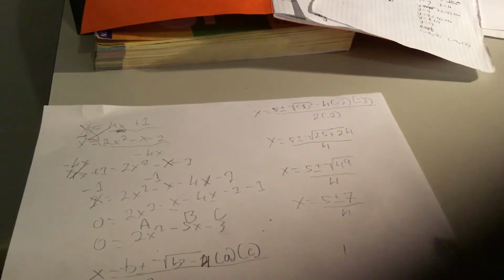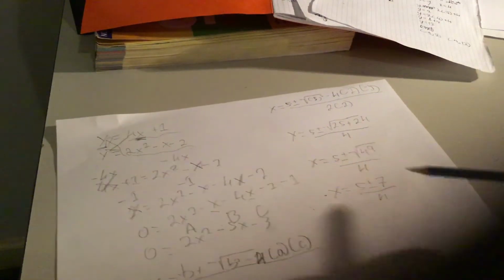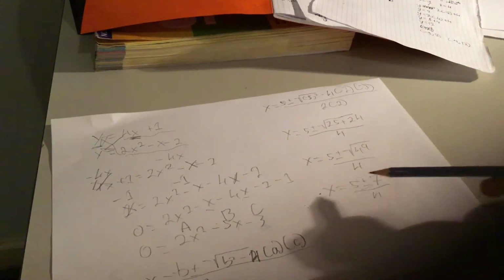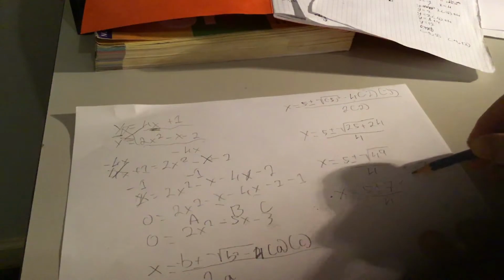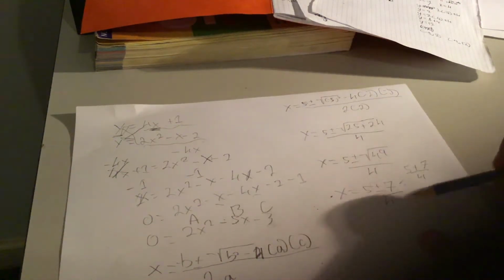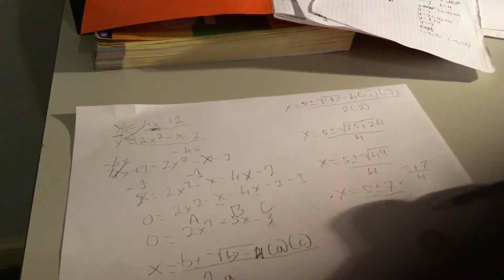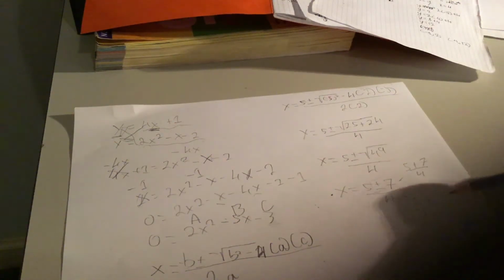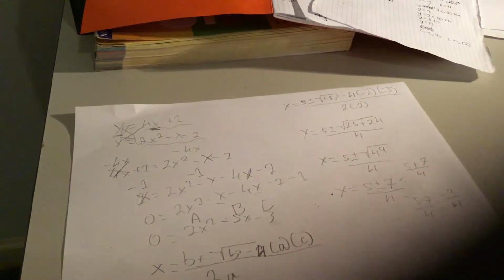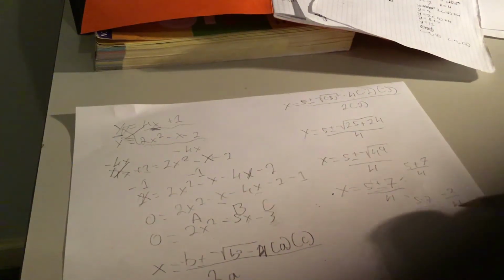Okay, so the next thing we need to do: because we have a plus and a minus, we have to do this equation twice. So one option is 5 plus 7 over 4, and the other option is 5 minus 7 over 4. You can just put it into your calculator, but basically 5 minus 7 over 4 equals negative 2 over 4, which will give you negative 0.5.